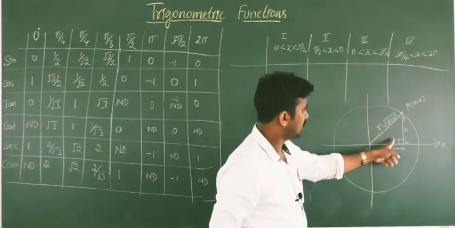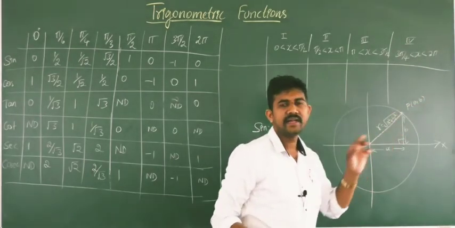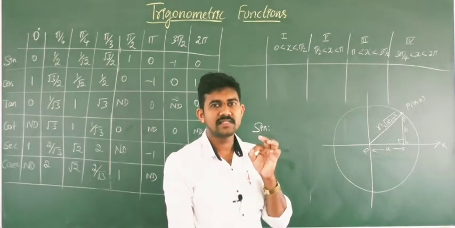Now here, for P(A, B), A is nothing but cos x, and B is nothing but sin x, when the circle is a unit circle.